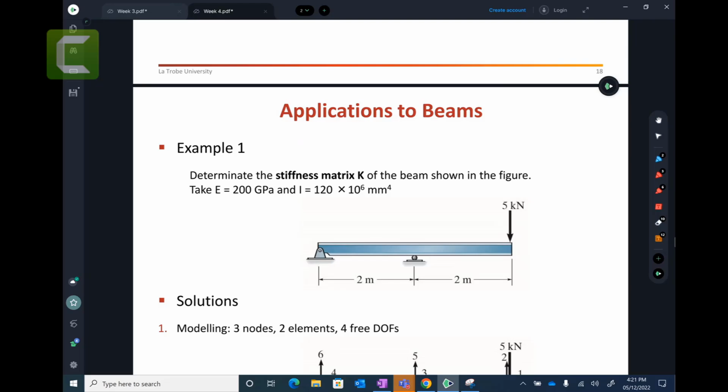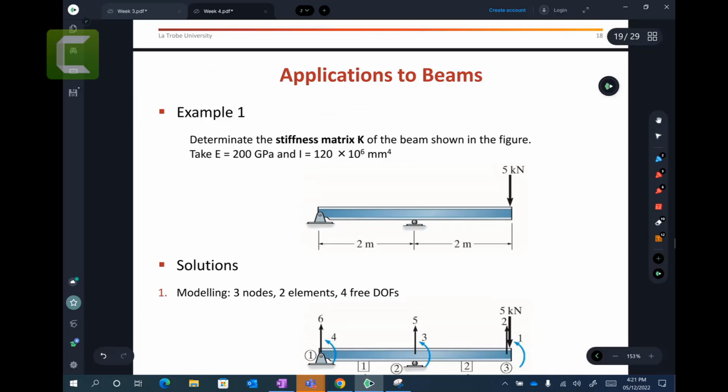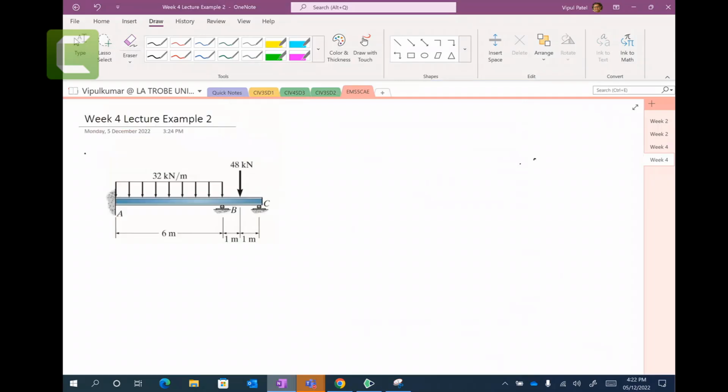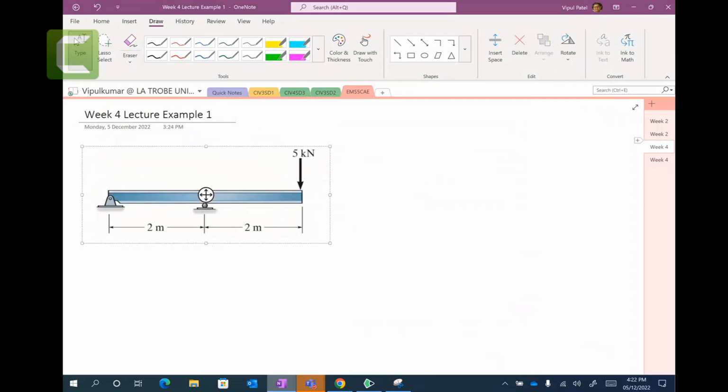If there are no questions, we need to determine the stiffness matrix K of the beam. In the figures, you can take Young's modulus. Both Young's moduli are the same. If it is different, then we need to use a different strategy. So both have the same EI value. All right, now this is the one stiffness matrix.